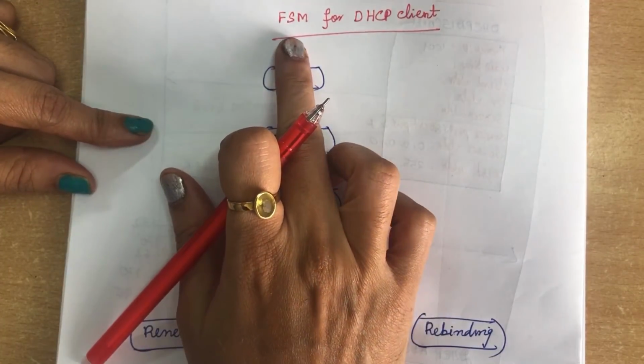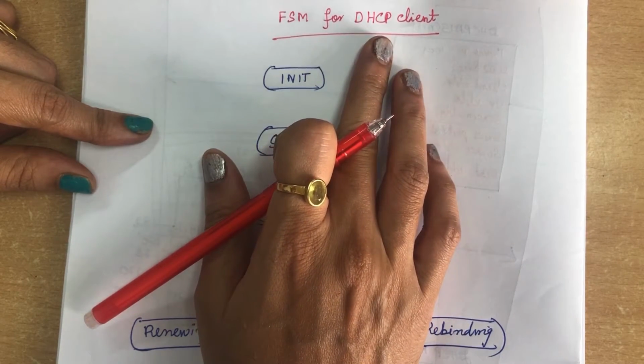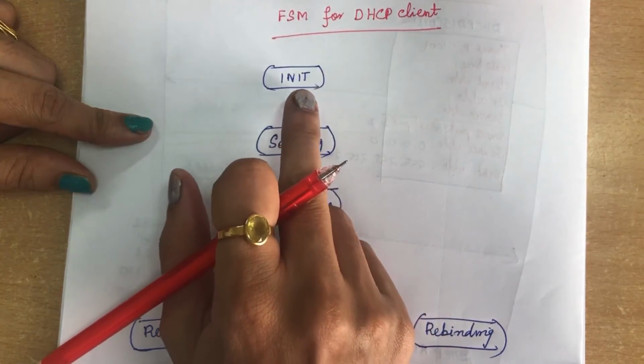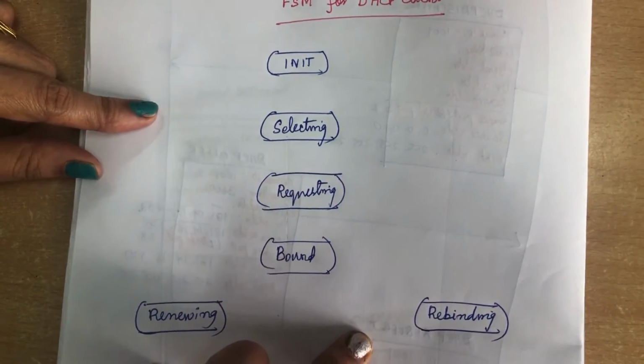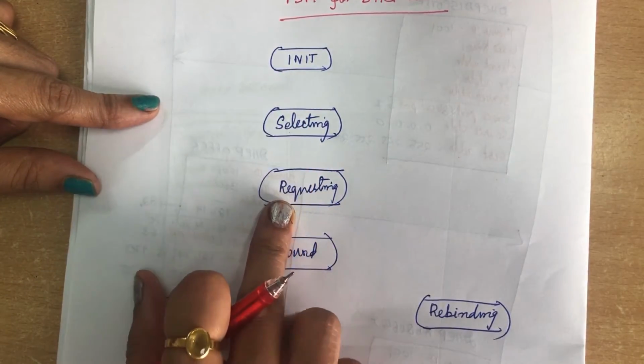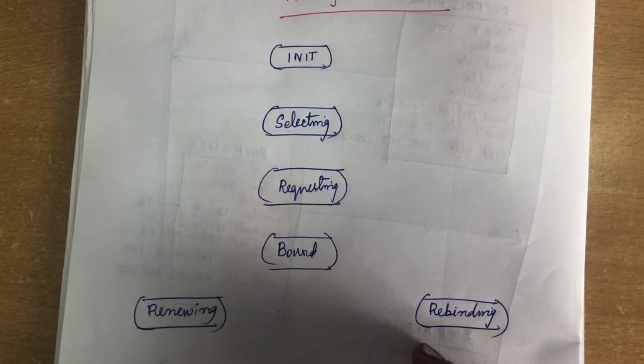Now we will see the finite state machine for the DHCP client. The DHCP client itself is a state machine where it performs transitions from one state to another. These are the states it goes through: first the initial state, selecting state, requesting state, bound state, renewing state, and on this side the rebinding state.